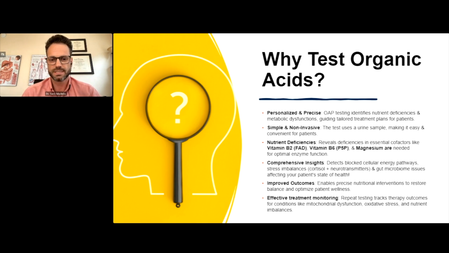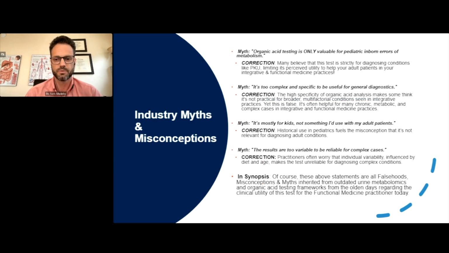So comprehensive insights, we're going to go into great detail, especially about neurotransmitters, as mentioned, and improved outcomes and effective treatment monitoring. So you can retest in 3-4 months, possibly sooner, depending on what your interventions are, and see how things are becoming more optimal.